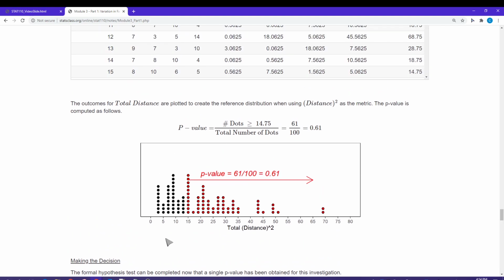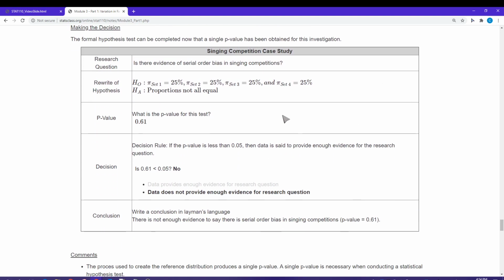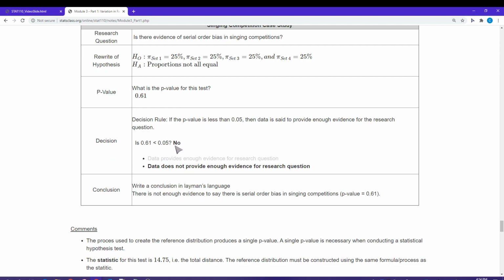Now this reference distribution right here is for combining all four categories into a single value, or by condensing all that information into a single graph. So this would be the reference distribution for that composite test, and this is the p-value for that composite test. So now I can go ahead and make my decision or complete my test. The research question again, is there evidence of serial order bias in singing competitions? My p-value for this test is 0.61. The p-value is not less than 0.05, so I do not have evidence for the research question.